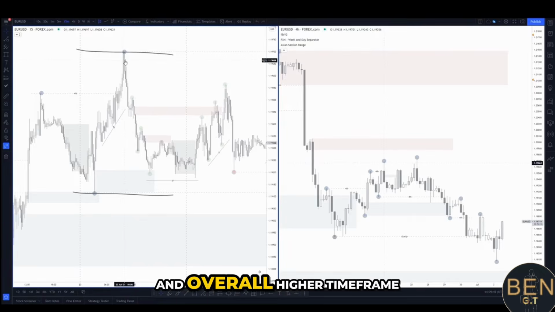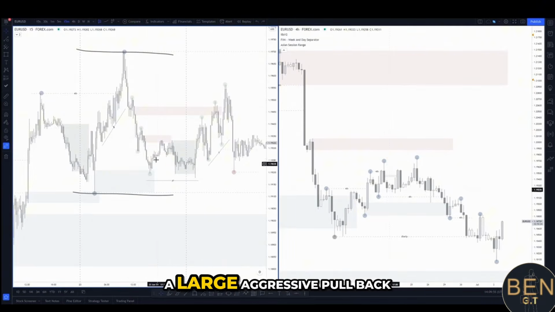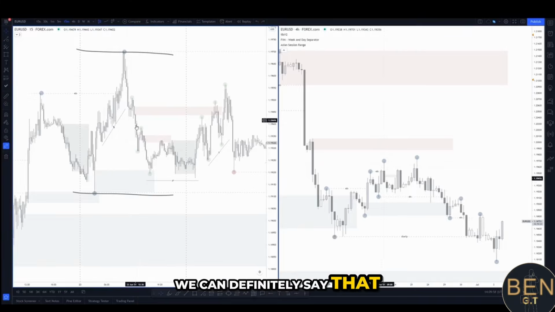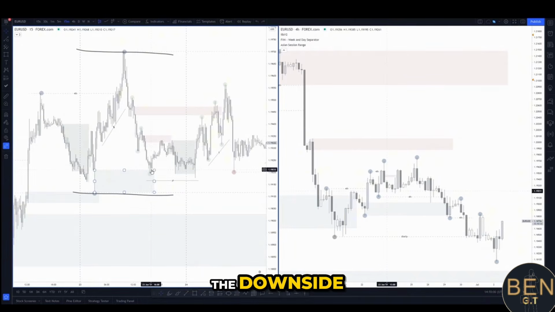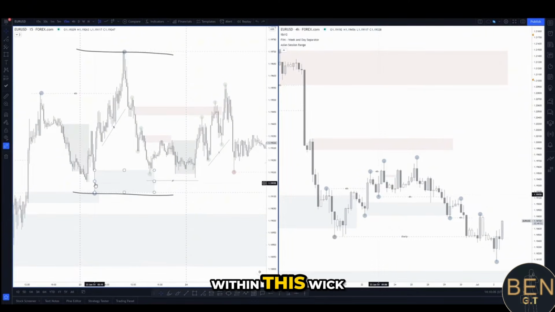We're in an overall higher time frame bearish trend. We're bullish on the 15 and the 4-hour, and we're starting to see a large aggressive pullback. We can definitely say that this is quite impulsive to the downside. So what we want to be seeing is demand failing and supply being respected. So what we can see within this wick, which is a refinement that you'll see in video 4 in the supply and demand series, there is a demand zone resting within this wick. And what we can see is when price tests into that wick, we get a strong reaction.